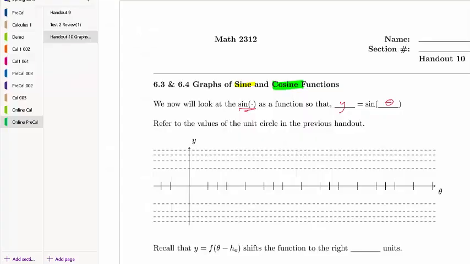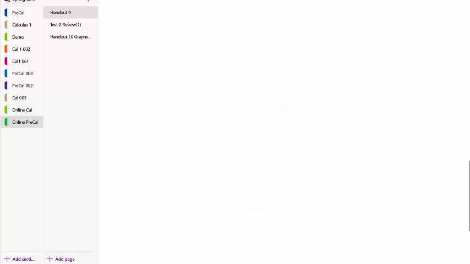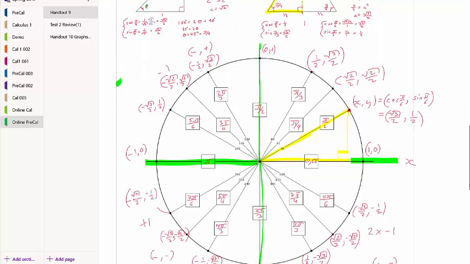Alright, so back to the handout in question, Handout 10. We are again going to be looking at the y values from the previous handout. Which previous handout are we talking about? We're talking about Handout 9. Here's our unit circle, and we're going to be looking at all of the y values. That is, the sine theta. As we saw right here, y is sine of that particular angle.